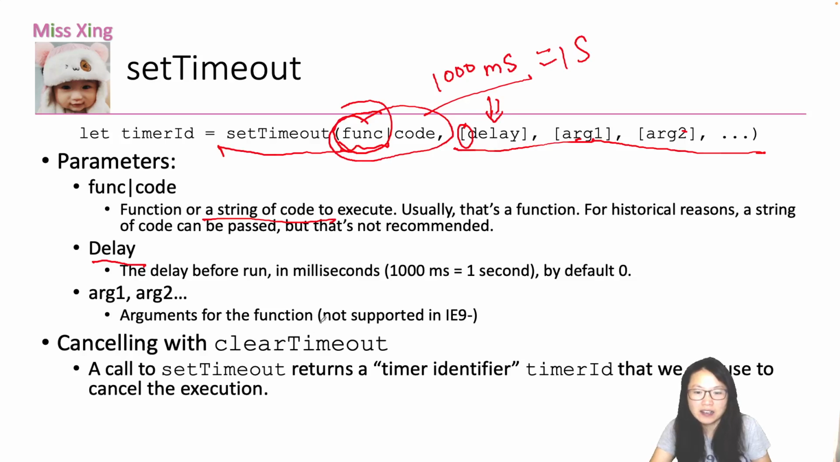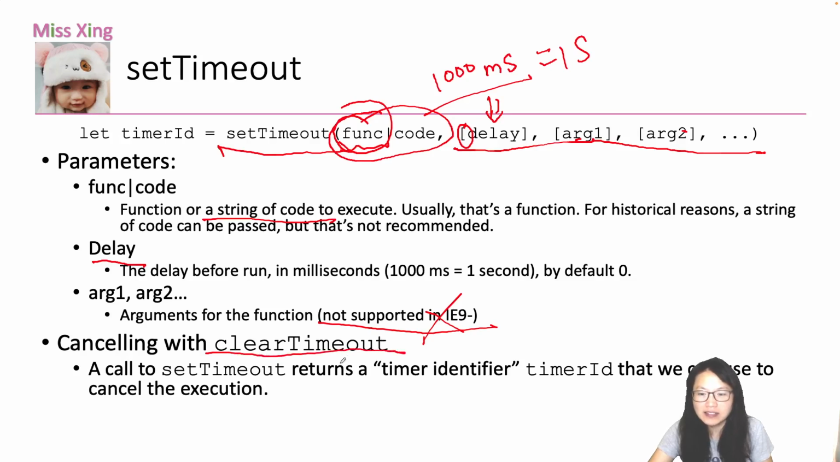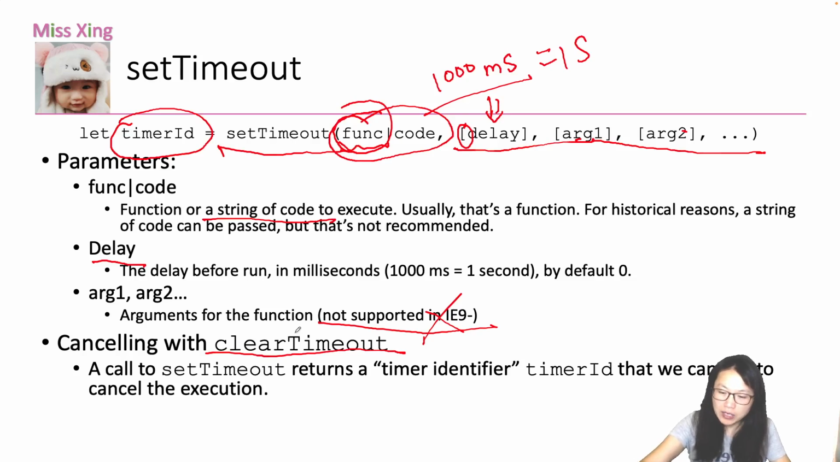This one doesn't matter because it's not supported anymore. And if you want to cancel, you can use another method called clearTimeout, and you need to give the timer ID. When we clear the timeout with this ID, the function won't execute. Now let me show you the demos.